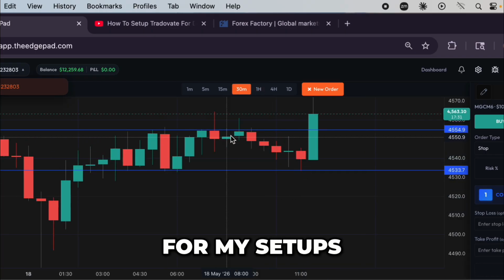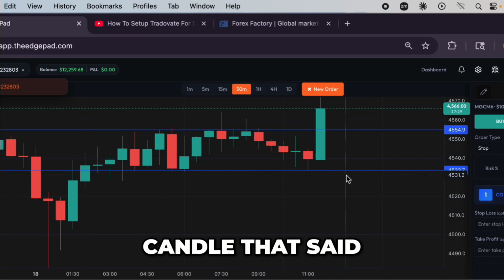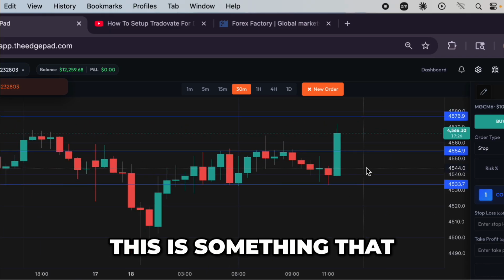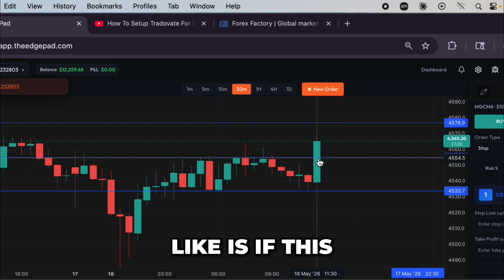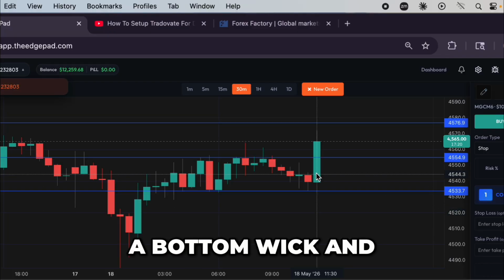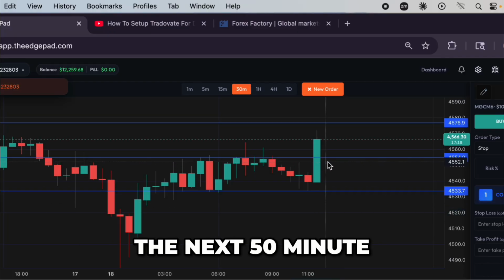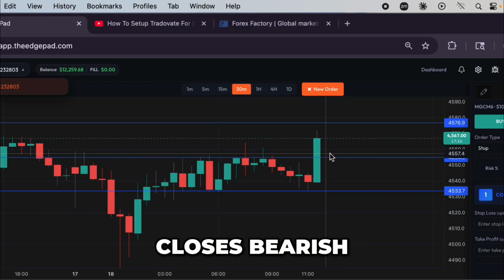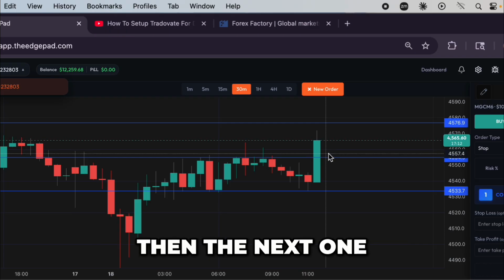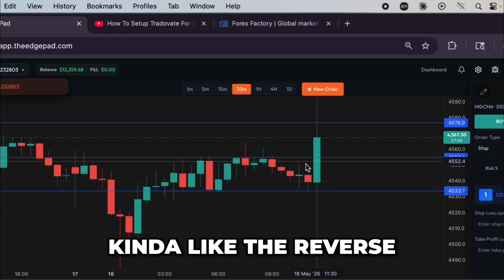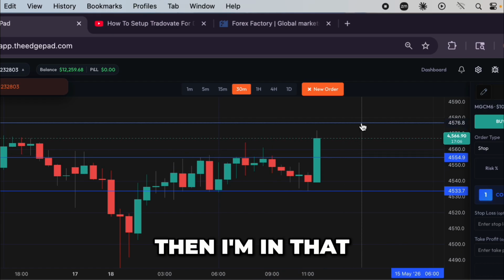For my setups, there was nothing in terms of the trigger candle that said, okay, this is something that you want to take. So what that would have looked like is if this 15-minute would have created a bottom wick and then closed out here. The next 15-minute creates a bottom wick, closes bullish, right here in this range. Then the next one, maybe it closes bearish, kind of like the reverse of what I had here, then I'm in to trade this range.